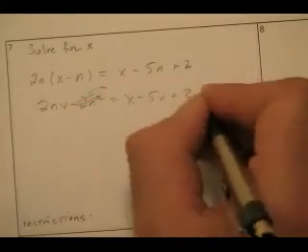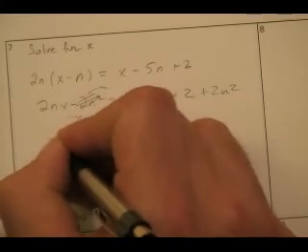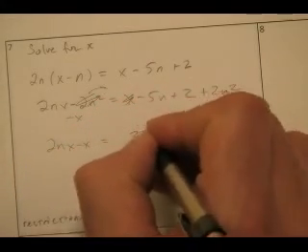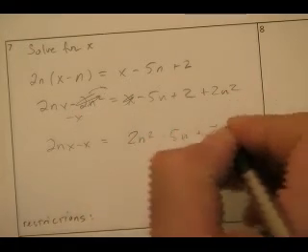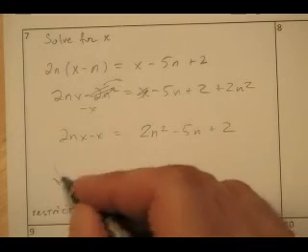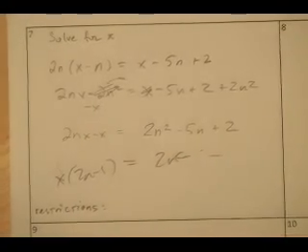Let's bring that guy over there. So I'm going to add 2n squared over here, and I'm going to subtract x over here. So I get 2nx minus x equals, and I'm going to rearrange this so it looks like this, 2n squared minus 5n plus 2. And I'm going to have 10 seconds left. What I'm going to do is factor the x out of here. I get 2n minus 1, and you end up getting 2n minus 1, blah, blah, blah. And you factor it out. You do the same thing you did before.